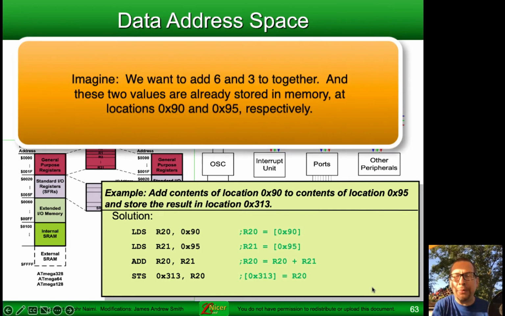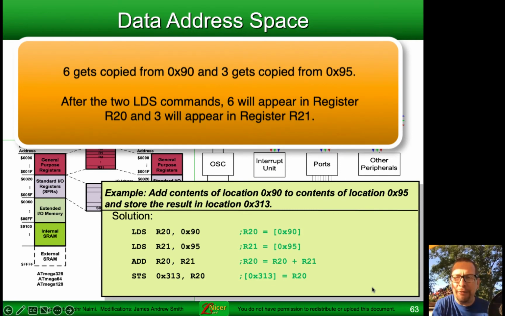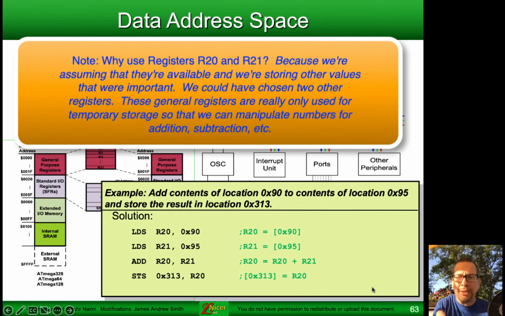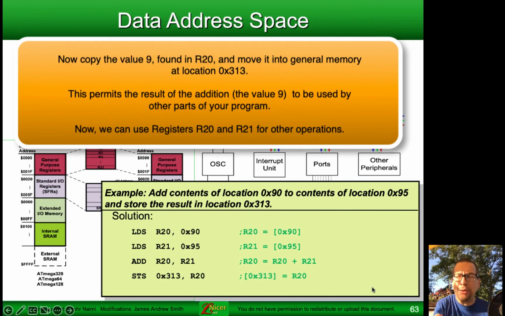To recap, I'm taking the contents of memory location 90, placing it in R20. Then I take the contents of 95 and place it in register R21. Now I'm ready to manipulate the data in registers 20 and 21. I then add, taking the contents of R21, adding it to the contents of R20, and storing the result in R20. Then I take the contents of R20 and place it back into general memory at location 313.